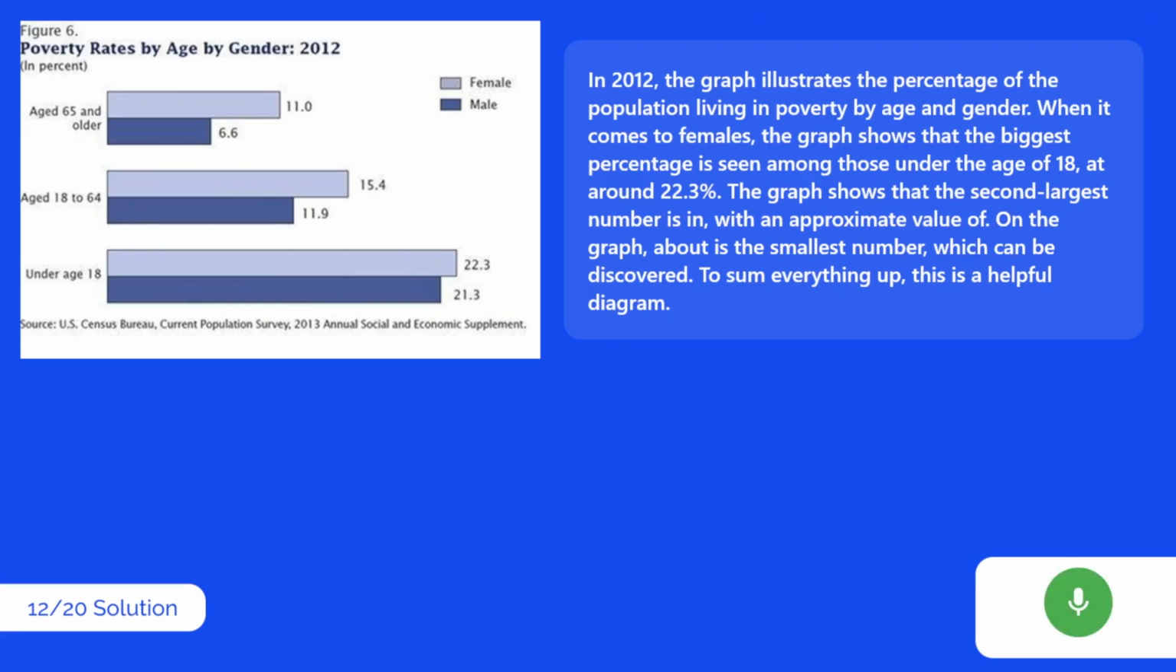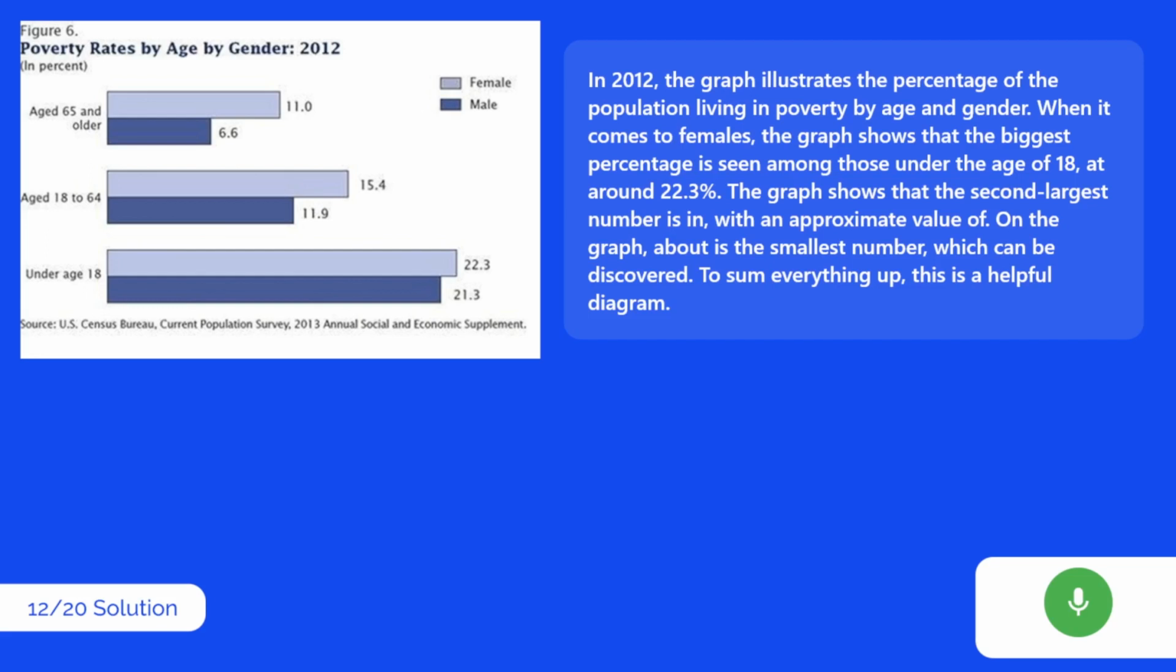In 2012, the graph illustrates the percentage of the population living in poverty by age and gender. When it comes to females, the graph shows that the biggest percentage is seen among those under the age of 18, at around 22.3%. The graph shows that the second largest number is in, with an approximate value of.